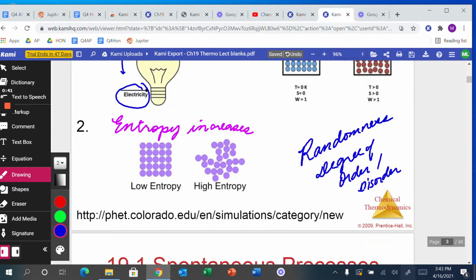The second law of thermodynamics talks about entropy. So entropy talks about the degree of randomness and the degree of disorder in a system. So this is low entropy because it's very ordered. As you melt it, it becomes higher in entropy.